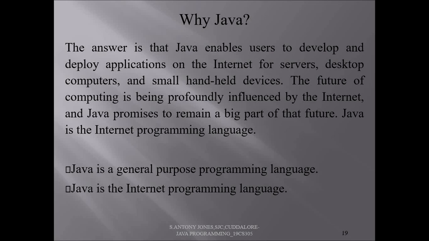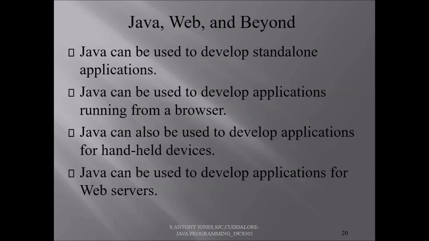The future of computing is being profoundly influenced by the internet and more artificial intelligence concepts. Java is the internet programming language. Next important point is why we have to use Java. Java is a general purpose programming language which is used for internet programming concepts. So Java, web and beyond.